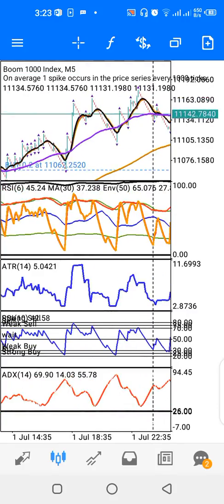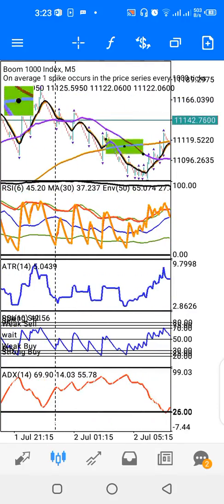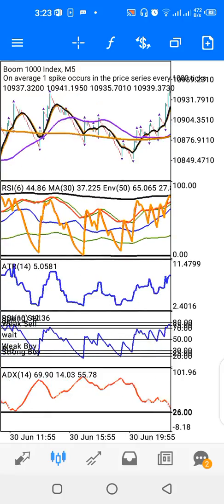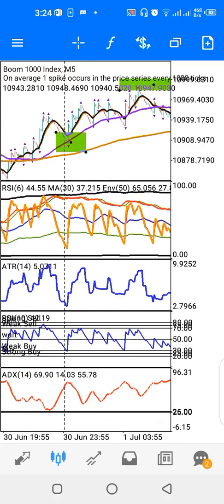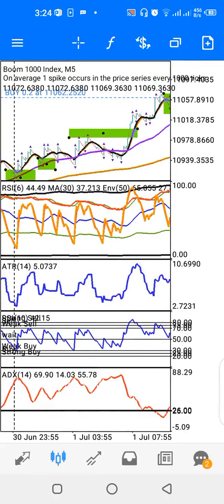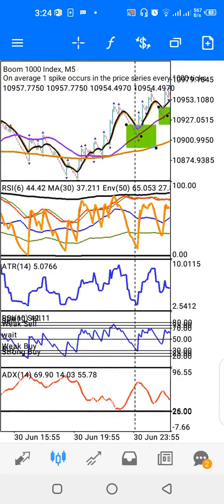For crash index, it is when you have the black and the purple line dropping below the orange line. That's when you look for sell opportunities for crash index. But we are looking at boom index for this video, so you look out for a clean break of the purple and black line above the orange line to start looking for buying opportunities. At times price will drop and test the purple line and start to bounce. So this particular point may be your best buying point. This particular test area may also be your best buying point. So that's how to use the indicators on the main window.